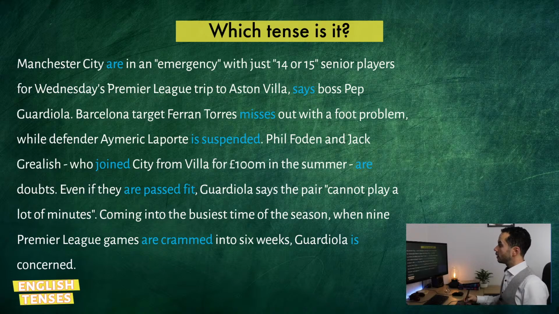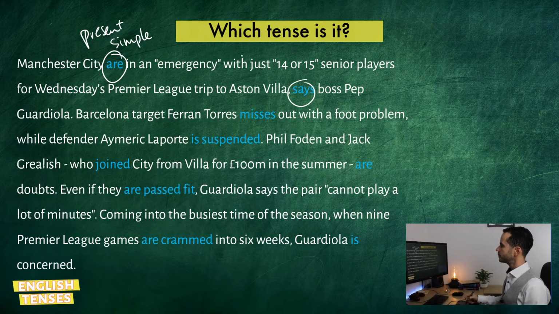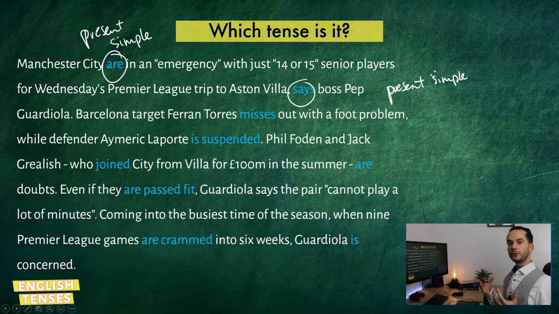Manchester City are in an emergency with just 14 or 15 senior players for Wednesday's Premier League trip to Aston Villa, says boss Pep Guardiola. So we have "are", which is present simple, and we have "says", which is also present simple. Both are general present instances. Present simple is used here because it's a fact, a general instance.